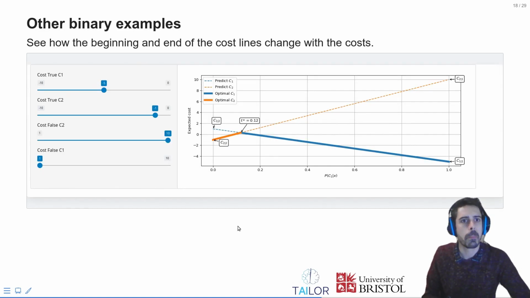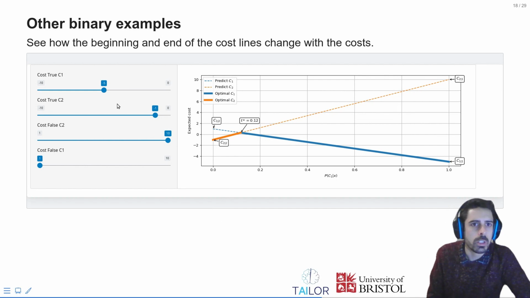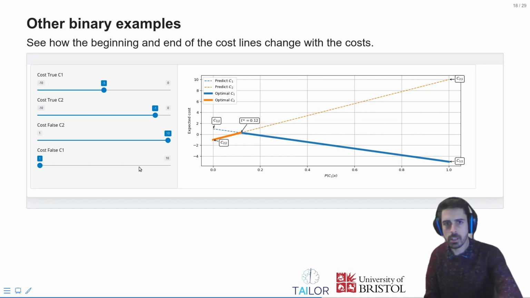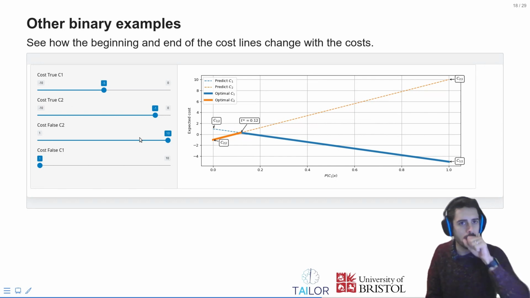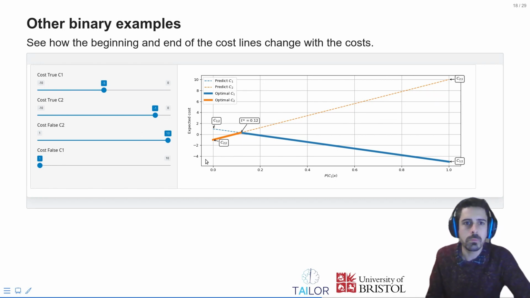Then let's look at other cost matrices. Here the cost matrix is shown in these 4 elements: the cost of the true class 1, the cost of the true class 2. This is basically the previous matrix.